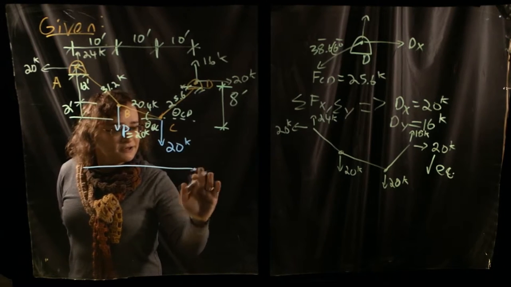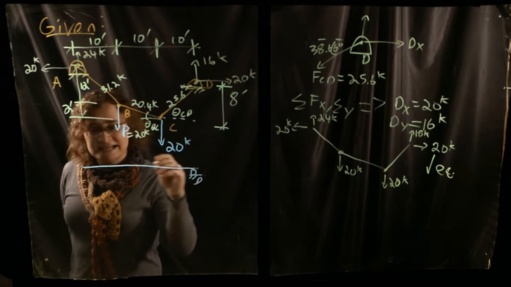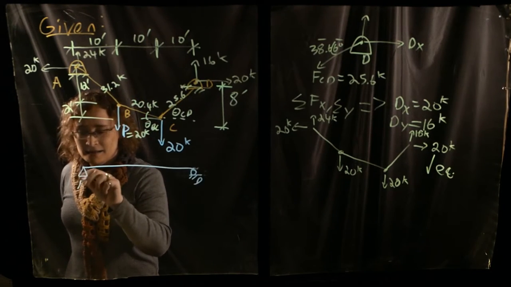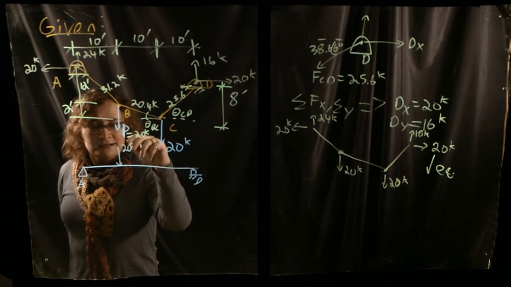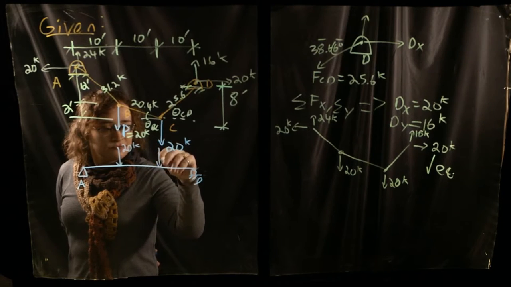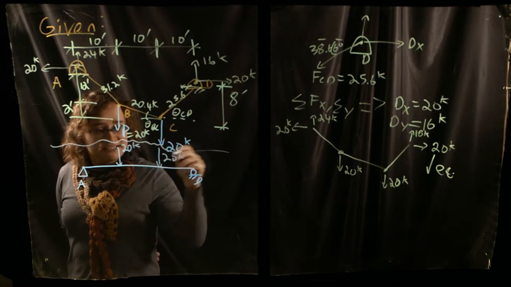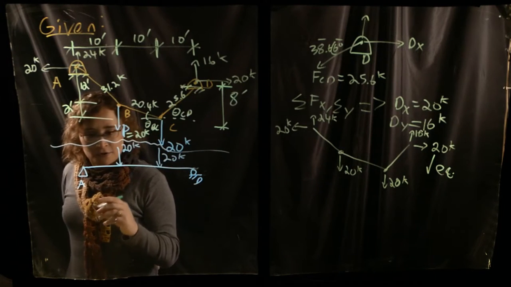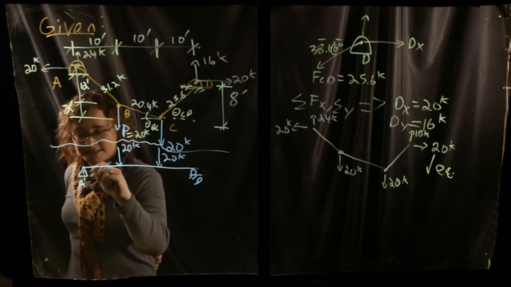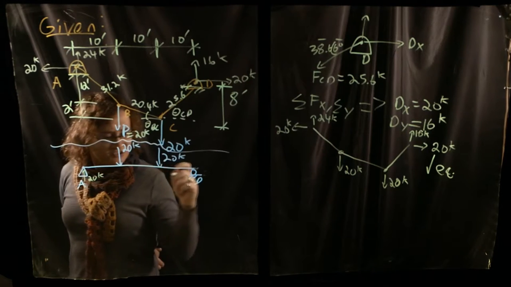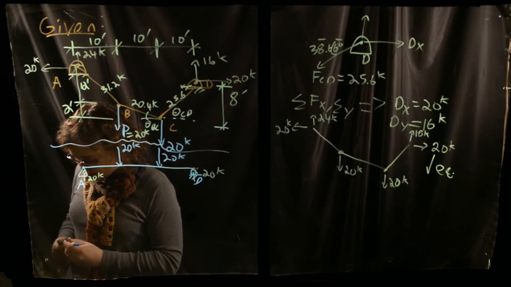Actually, let me just make that a little better. So we'll have a roller support over here at D and a pin support at A. Then let's say there is a 20 kip force here and a 20 kip force here. So again, I am saying, what if we had a beam carrying these same loads? What would the shear and moment diagrams look like? Well, reactions would also be 20 kips because this is a nice symmetric system. So we'd have 20 kips vertical at each of the supports.